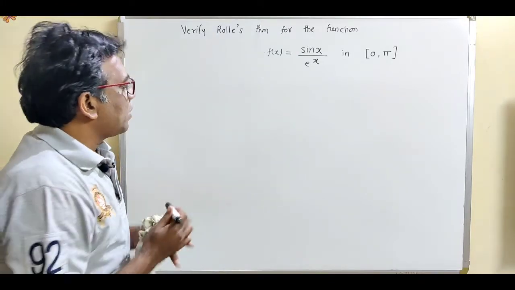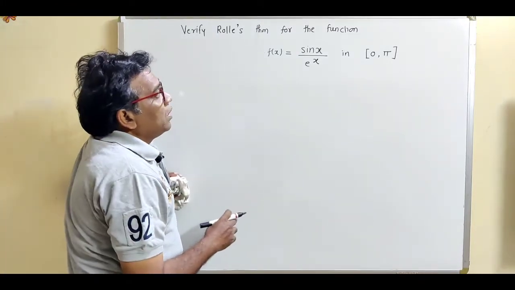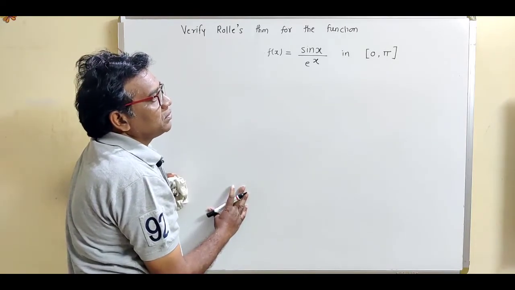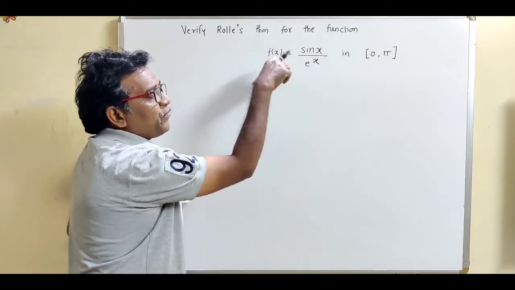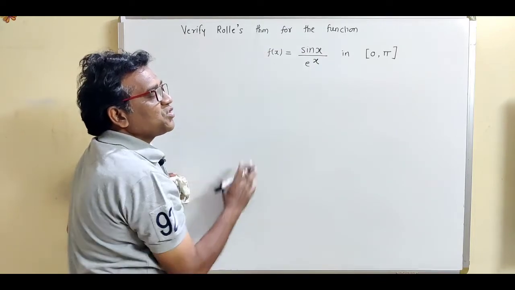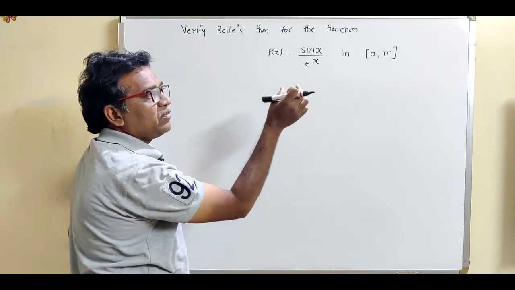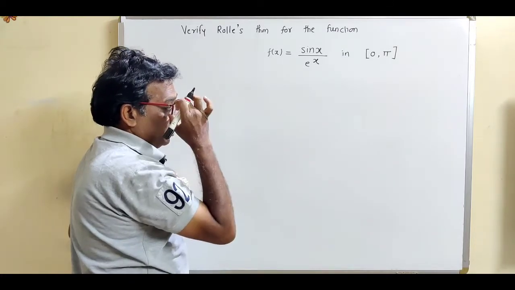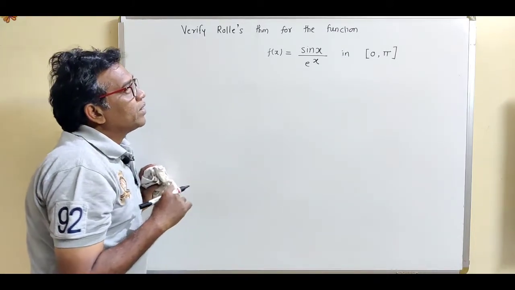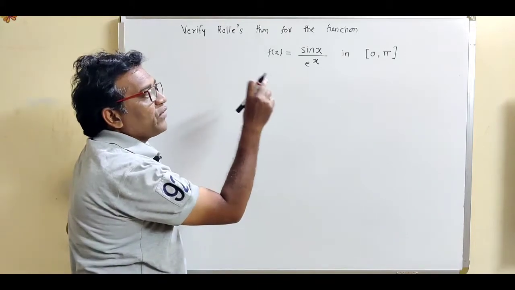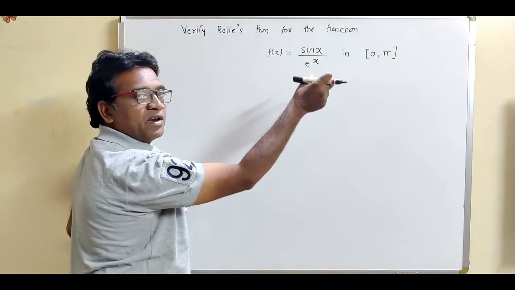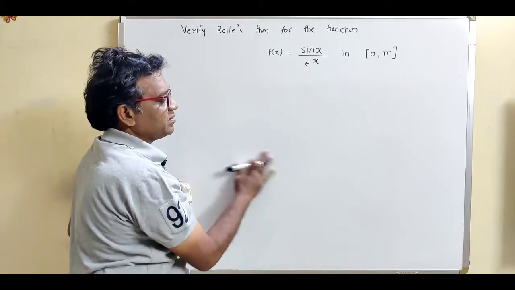So this is the first example. Verify Rolle's theorem for the function where the given function is sin x upon e raised to x and we are given the interval as the closed interval [0, pi]. So see what is the question. We have to verify Rolle's theorem for this function and we are given some interval, that is the closed interval [0, pi].